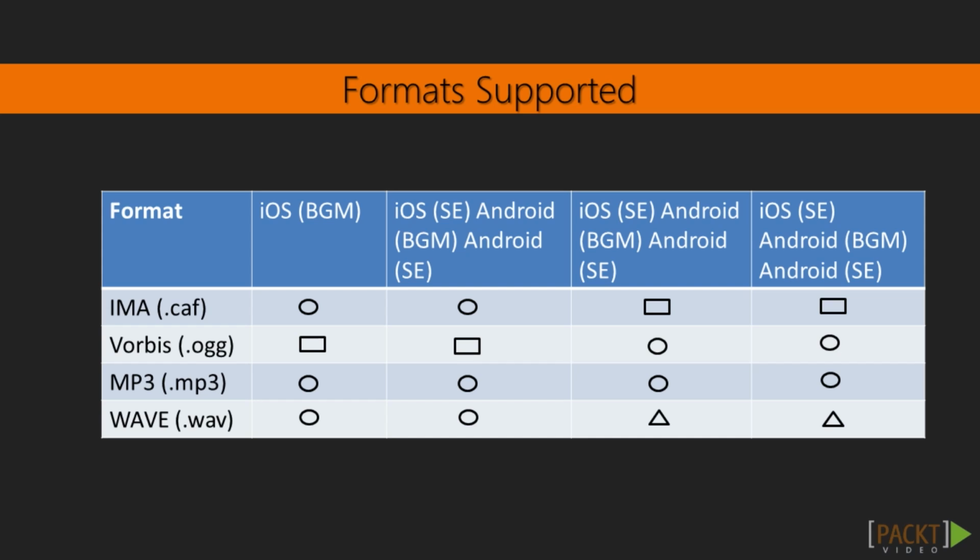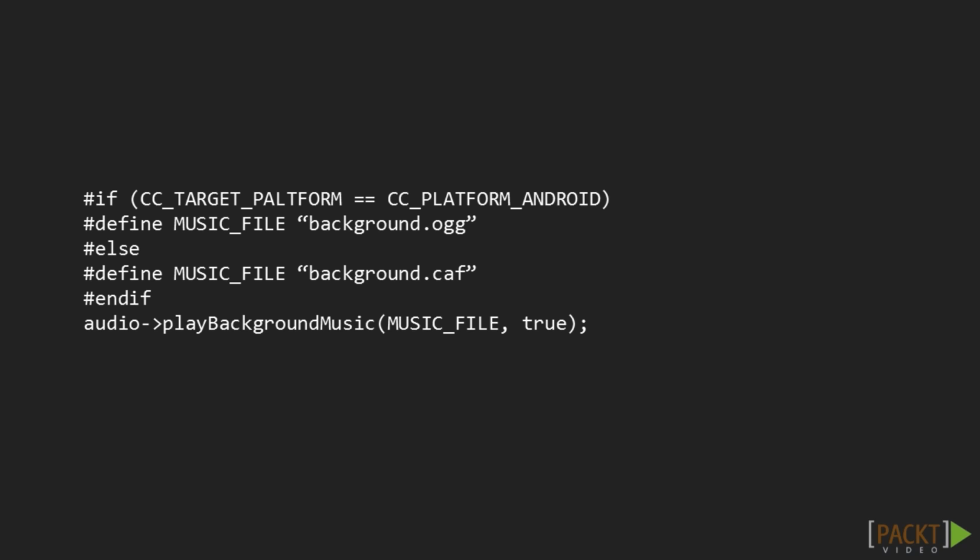Now, Simple Audio Engine also supports a number of other formats, including MP3 and Core Audio format. As you can see on the table, here are the various combinations of the platforms and the file format. If you want to play a sound in a different format on iOS and Android, you could play it by using this macro code. In this code, if the device is Android, it plays an OGG file. If the device is iOS, it plays a CAF file. You could also experiment with other combinations.